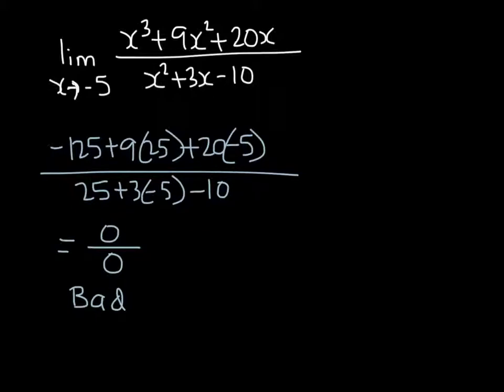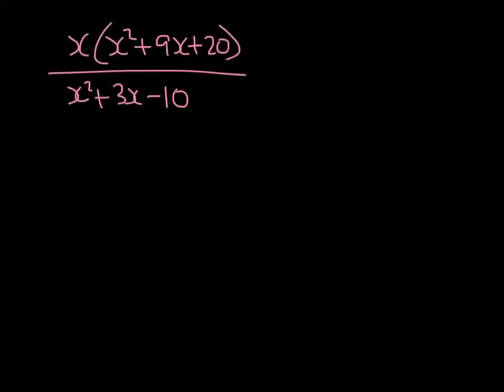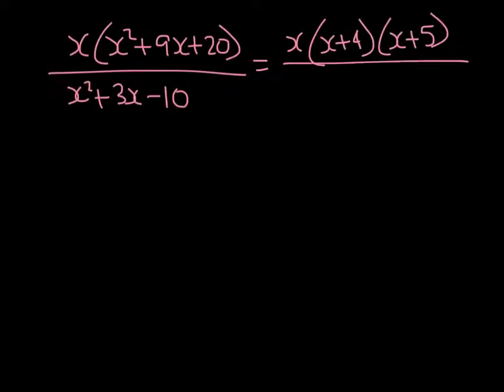If we factor it, we can take out an x, and that leaves us with x squared plus 9x plus 20 on top, and then we'll keep our denominator. Okay, now we can keep factoring. So this can turn into (x plus 4) times (x plus 5), and our bottom can turn into (x plus 5) and (x minus 2). So now we see that we can cancel out the x plus 5 terms.